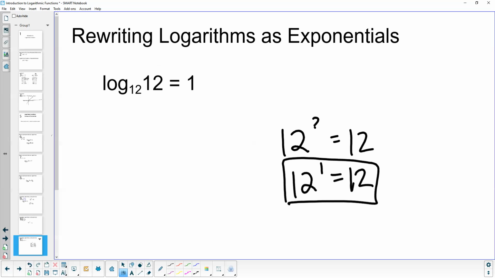So again, using that idea there of what our logarithm means can really help us. The other method, again, is that cinnamon roll trick, where we go all the way around. So if you have any questions, don't hesitate to ask, but that is how we can rewrite logarithms as exponentials.